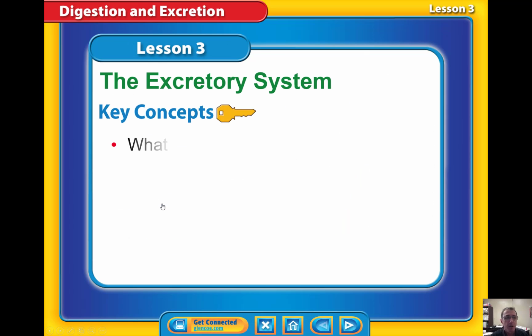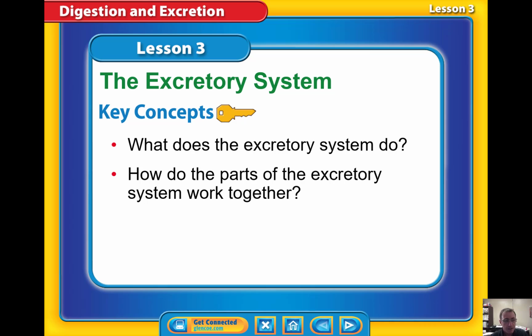All right. So the excretory system, which should really be called the urinary tract, mostly because that's what we're going to focus on. But the question is, what does the excretory system do? You could probably take a good guess at that. How do the parts of the excretory system work together?